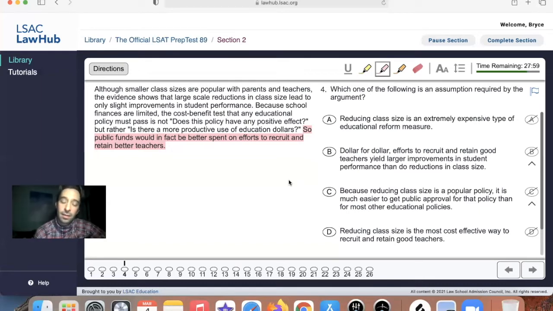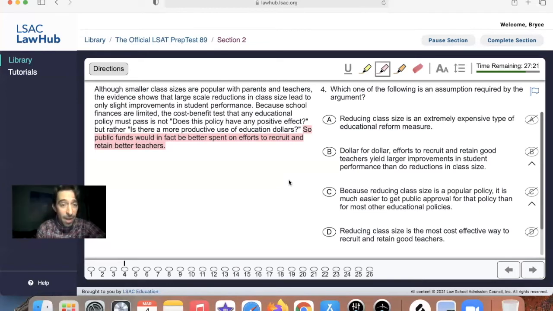Now, the support for this is that people like smaller class sizes, but studies have shown that when we do that, it only leads to slight improvements in student performance. Subsidiary conclusion: because school finances are limited, the cost-benefit test that any educational policy must pass is not, is there any positive effect, but is there a more productive use of education dollars? So public funds would be better spent on efforts to recruit and retain better teachers. That would be better than reducing class size. That is the argument.